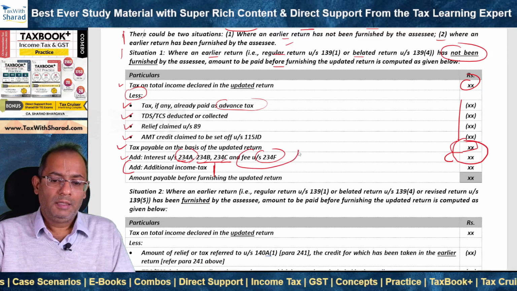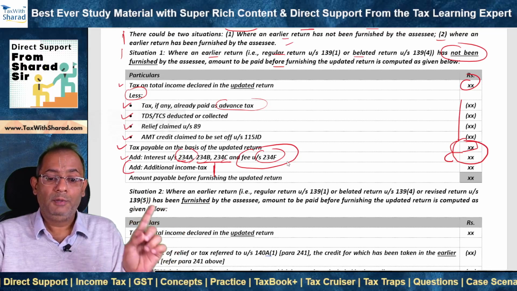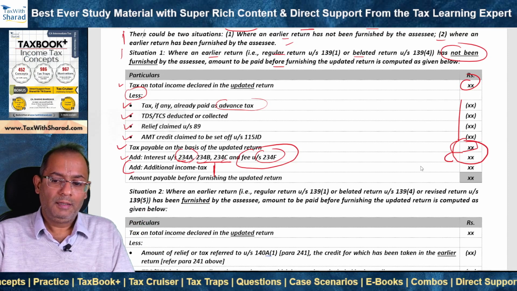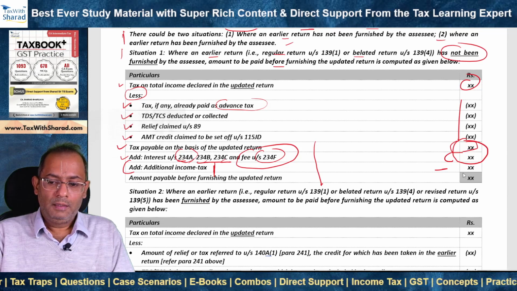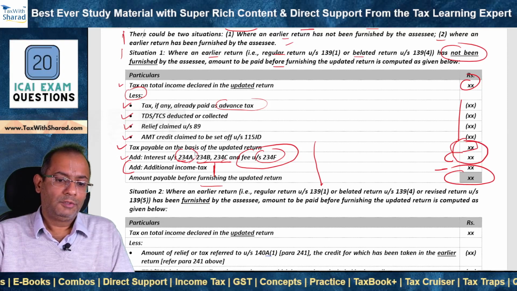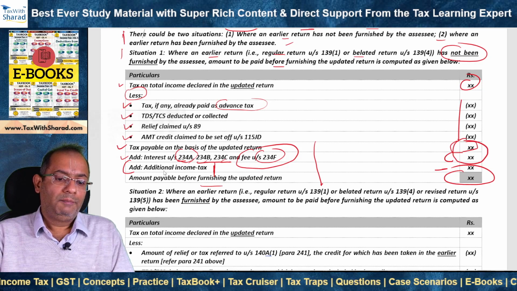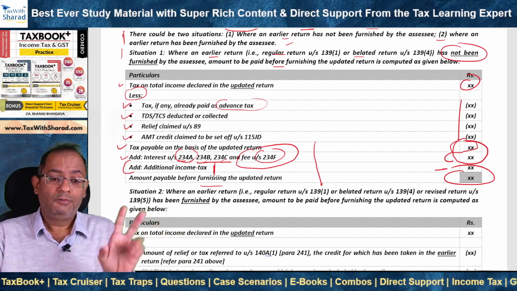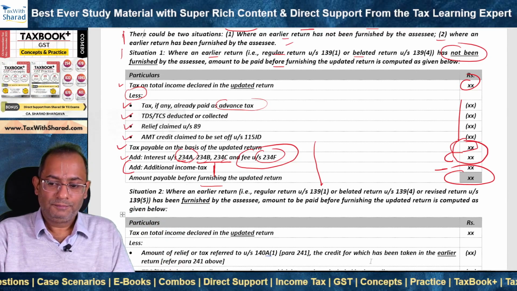The point to note is, while computing additional income tax, fees is not to be included. So additional income tax is not payable on fees, it is payable on tax plus interest, right? So you will compute additional income tax and you will add this as well. Therefore, this will be the total amount which will be payable before furnishing the updated return. So tax payable on the basis of the updated return plus interest and fees plus additional income tax computed on tax plus interest, not fees. And this will give the total amount payable before furnishing the updated return.